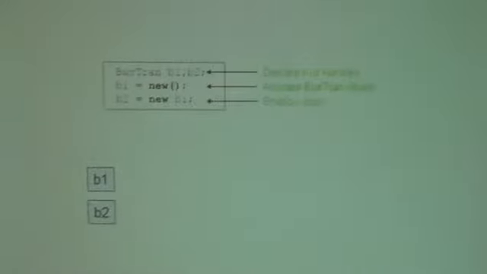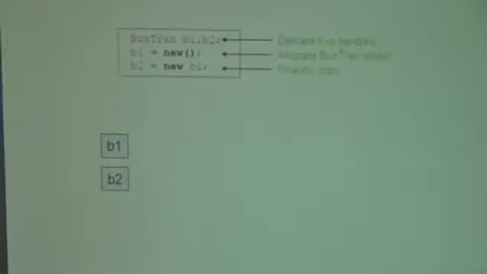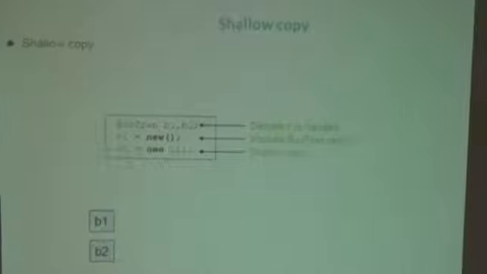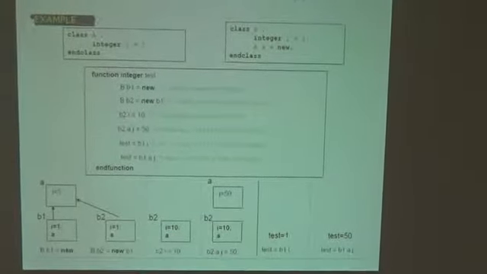We will check what happened to this copy. Since we have created a new constructor for both b1 and b2, two objects are created, one for b1 and one for b2. Let's check what functional difference occurs in a shallow copy. This is the theoretical explanation of the shallow copy.